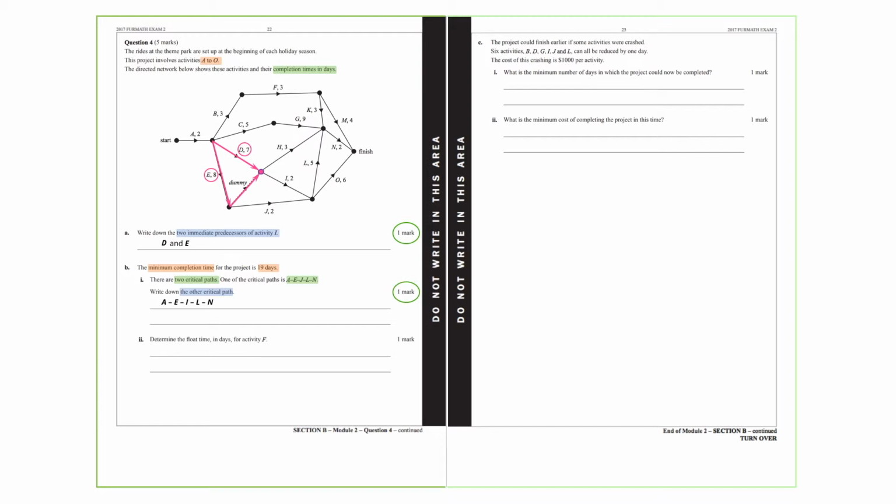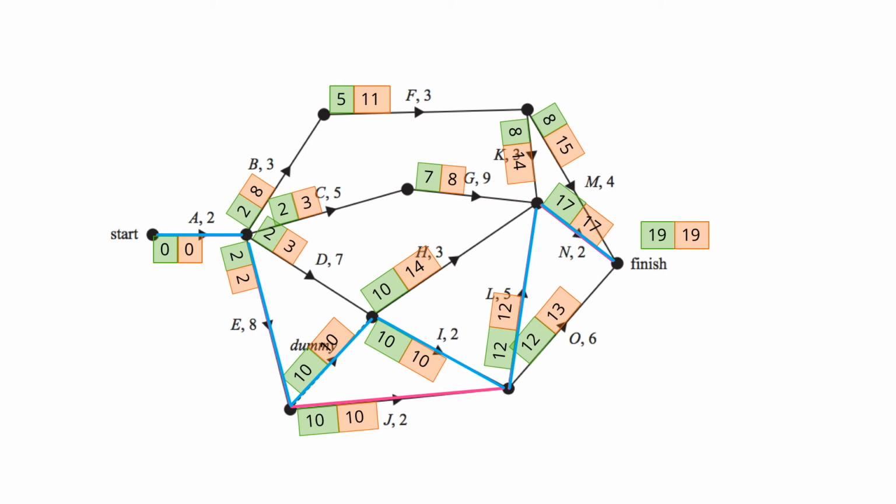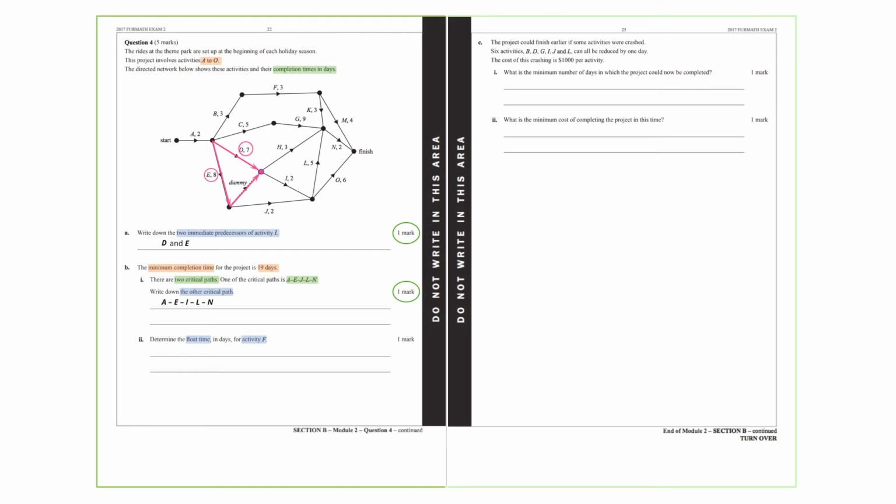Part 2i. Determine the float time in days for activity F. The earliest starting time for activity F is 5, and the latest starting time for activity F is 11. So the float time is equal to 11 minus 5, which is 6 days. This question is worth 1 mark for the correct answer.